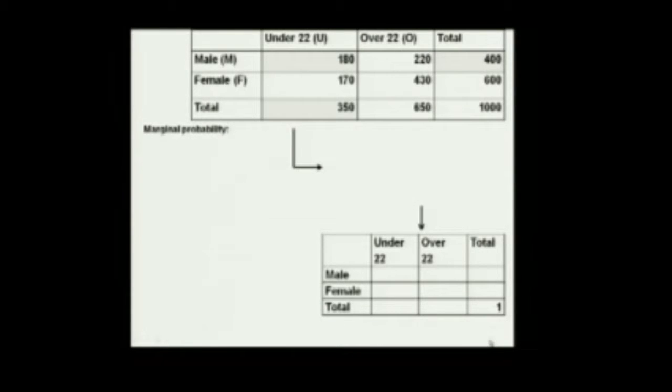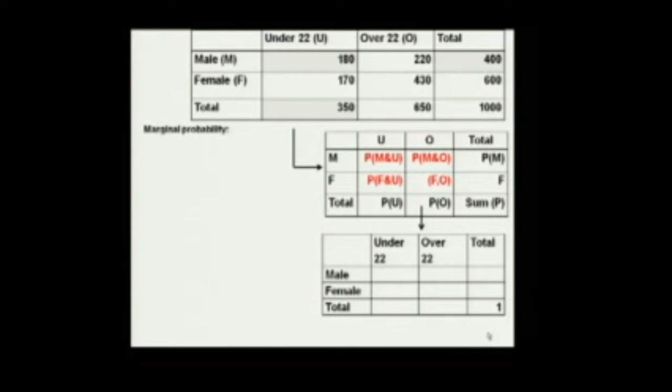Now, if I want to develop a probability table, it will be useful to develop a table describing the different events. So here is U representing under 22. Here is O representing over. Here is M representing male. Here is F representing female. Here is the probability of male and under. This is the probability of male and over. This is the probability of female and under. This is the probability of female and over.